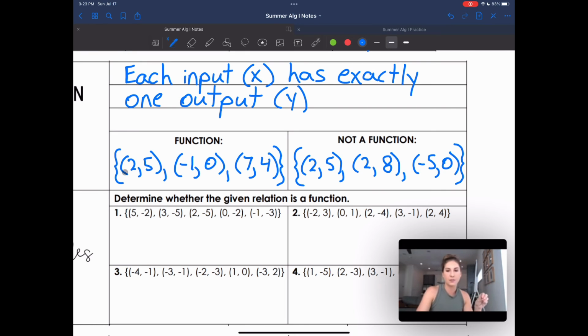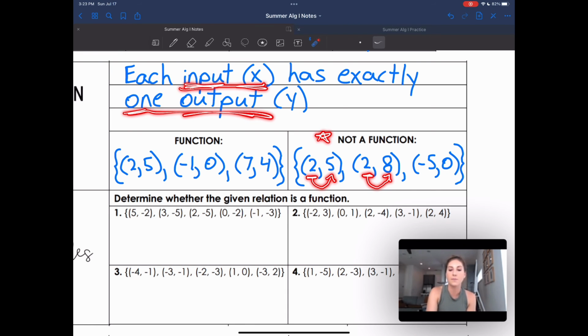Now, if you look over here, look at your x values. I have 2 being linked to 5. I have -1 being linked to 0. And I have 7 being mapped to 4. We're good there. All unique x values. Where we run into an issue is over here. We have 2 being mapped to 5, but then we also have that same number 2 being mapped to 8. And each input, which is your x value, has to have exactly one output. Over here, you have an input value of 2 that has 2 output values, 5 and 8.